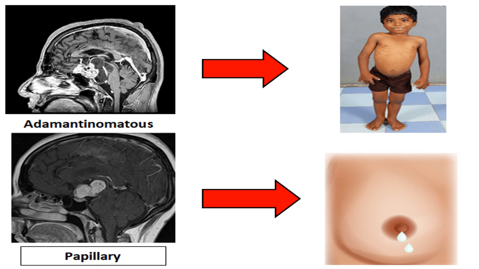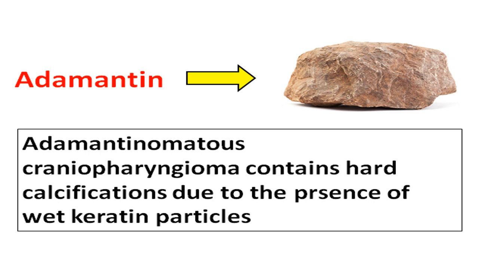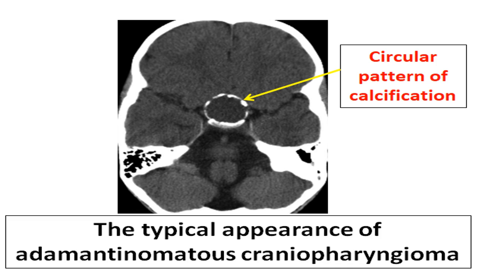So, let's know what's the meaning of these two pathological terms, adamantinomatous and papillary. Adamantinomatous is derived from the Latin word adamantine, which means very hard or stone. Now you can expect that this type undergoes some degrees of calcification. You are true. Let's take a look at this axial CT image. We see a mass located around the sellar region with a circular pattern of calcification. This is the typical appearance of adamantinomatous craniopharyngioma in CT.